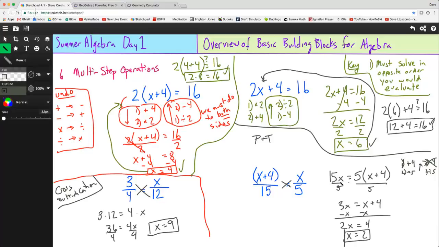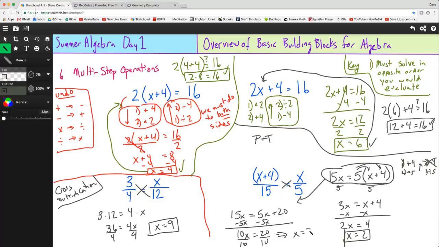Now we could have done this a different way. So let's just do this using the distribution strategy. So here we get 15x. And then we'll distribute here first. So we get 5x plus 20. Subtract 5x from both sides. 10x equals 20. Divide by 10. And we get x equals 2 as well.